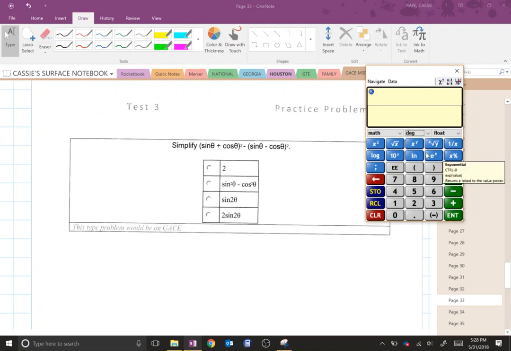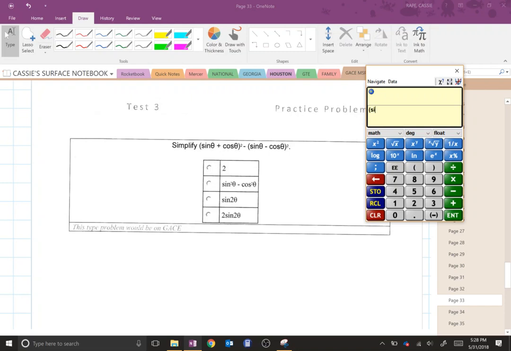I look at it ahead of time and I can see that I've got the sum of the sine and the cosine, which I then have to square, minus the difference of the sine and the cosine, which I also have to square. And it asks you to simplify this. Here's what I'm going to do. I'm going to, first of all, just start typing this in.